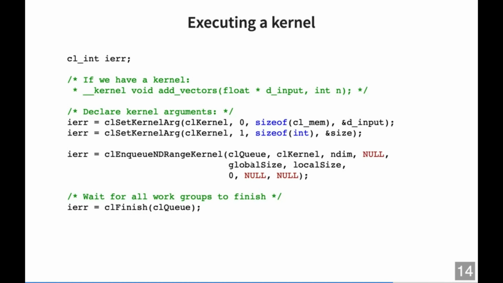So these are three vectors. Both this global size and local size are potentially three vectors of integers describing the problem space and the local size. Again, these last three arguments, which are 0, NULL, NULL, are related to events and event handling, which I'm not going to go into here.